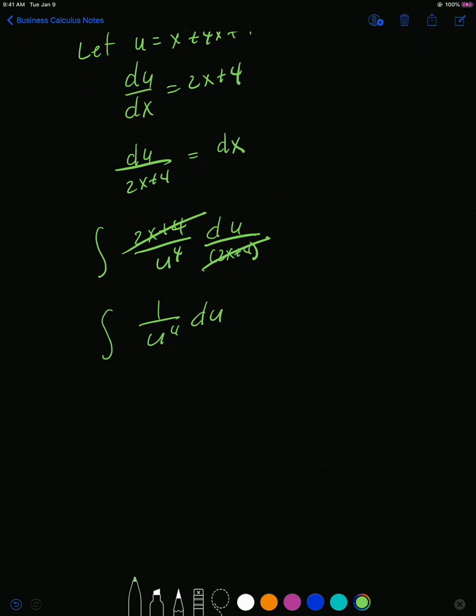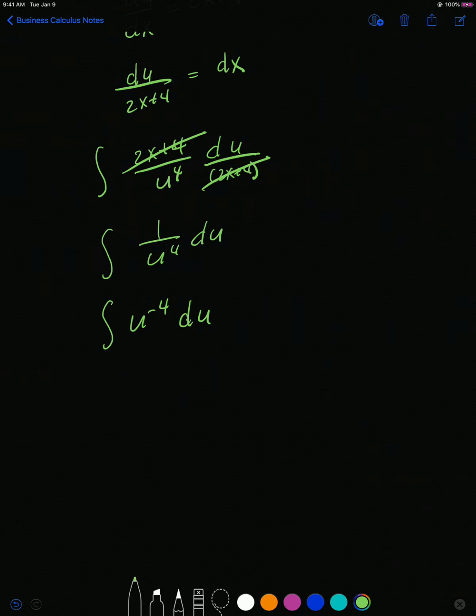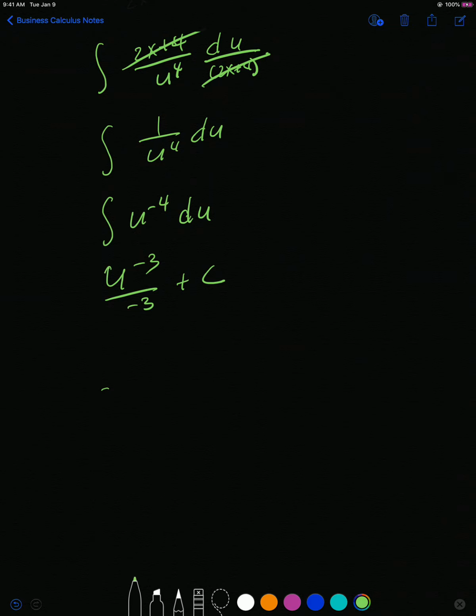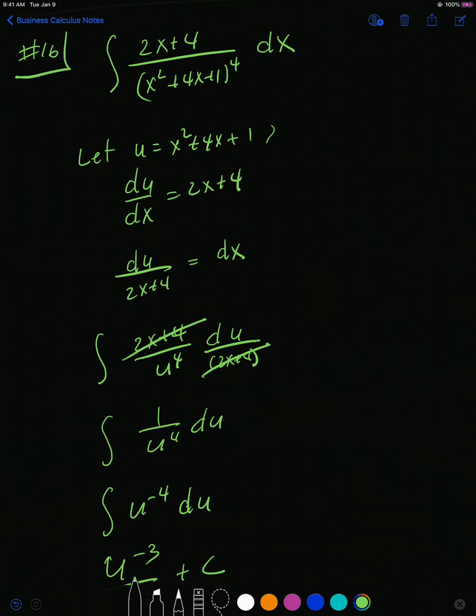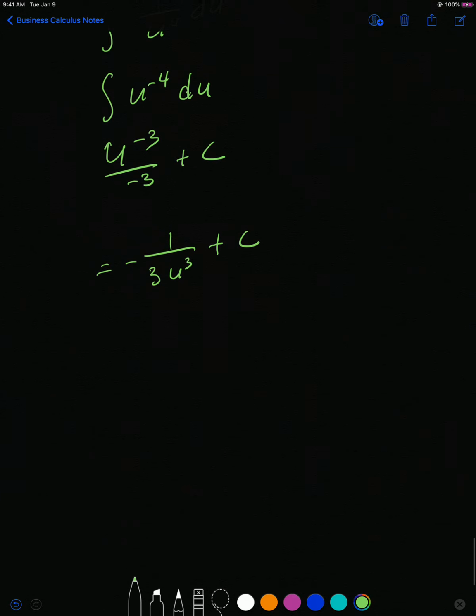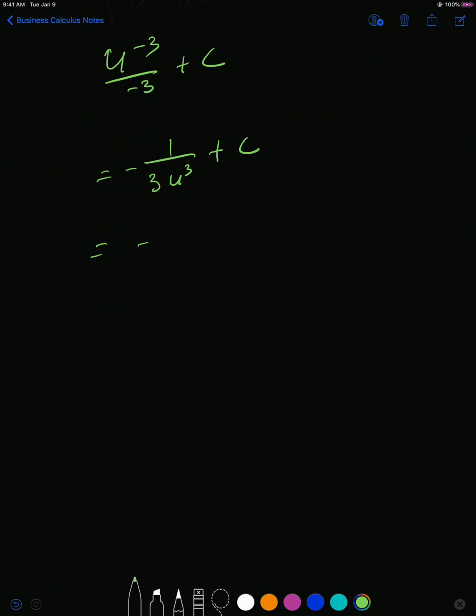Again, this breaks down to an antiderivative that you can then solve. And so that antiderivative is u to the negative 4 du, add 1 to the power, that's u to the negative 3 over negative 3 plus c, and that's going to be 1 over negative 3u cubed plus c, and then I gotta make the change. Instead of u, you write x squared plus 4x plus 1. So that's going to be negative 1 over 3 times (x squared plus 4x plus 1) raised to the third power plus c.